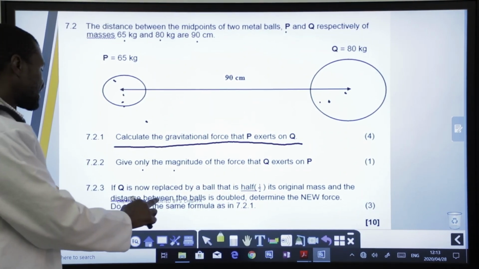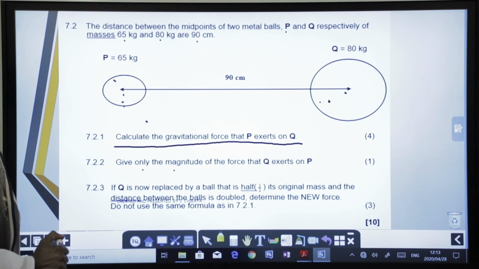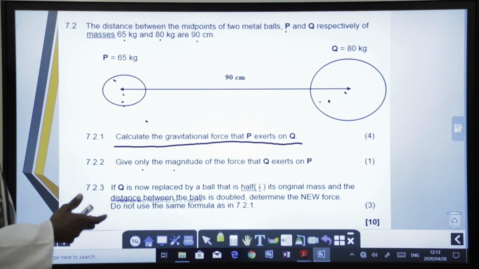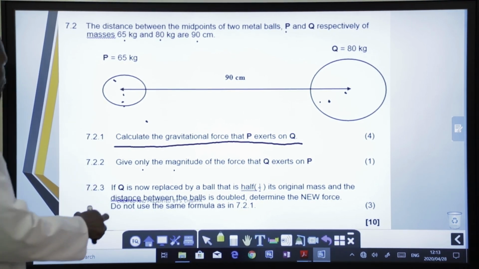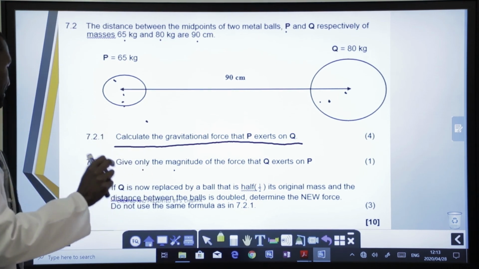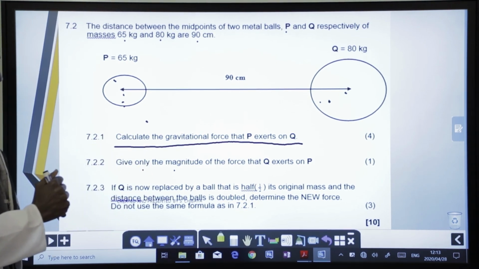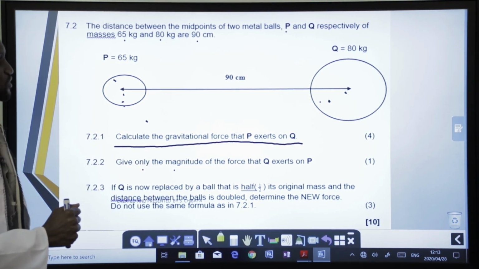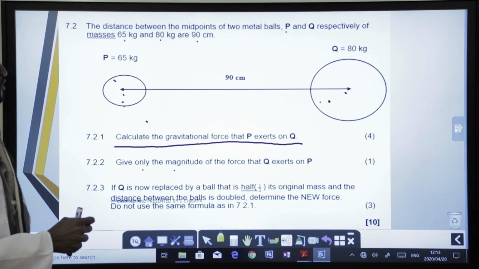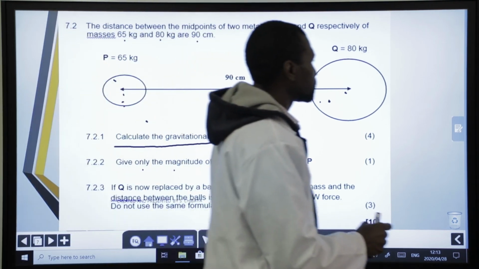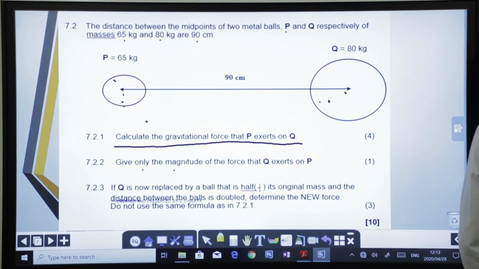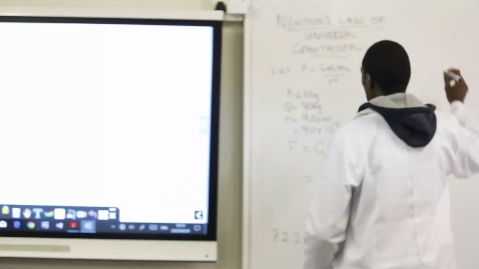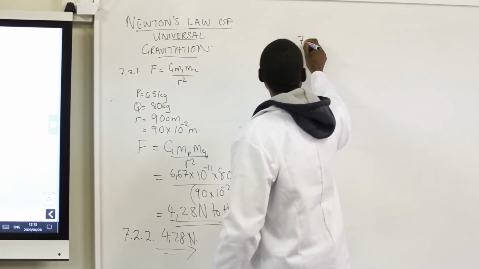Now Q is replaced by a ball that is half its original mass. Right? Distance between the balls is now doubled. Determine the new force. Do not use the same formula as in 7.2.1. So I'm not going to use the same formula to do the calculation. I'm not going to have these and substitute these. How am I going to do it precisely?